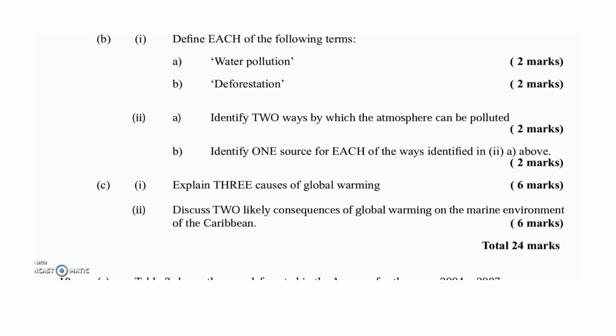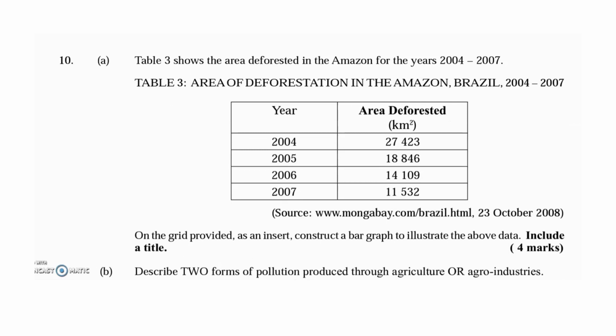Okay, let's go through the last question, which is question 10. Table 3 shows the area deforested in the Amazon for the years 2004 to 2007. Now, everybody knows how to construct a bar graph. Just remember for me, when you're doing the bar graph, for your X and Y axes, you have to, number one, label your axes. Label it properly. Number two, provide a proper title. Number three, plot your points properly.